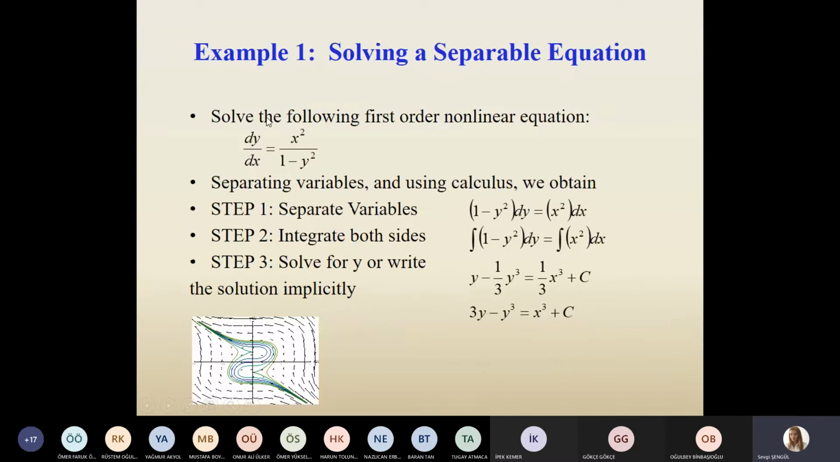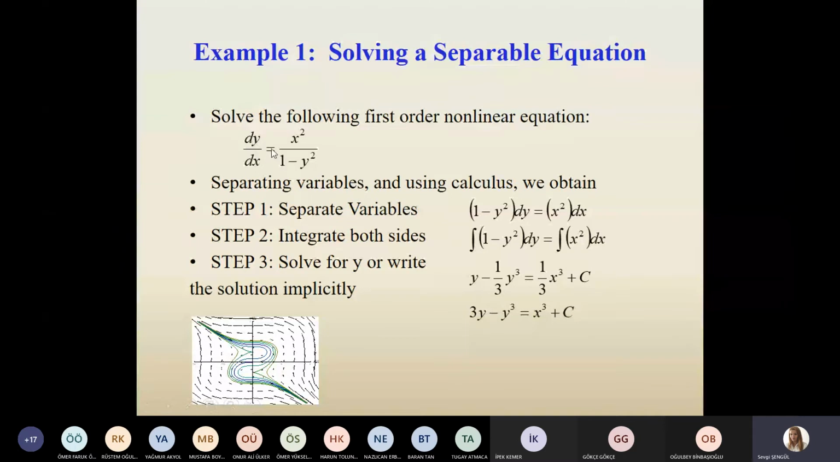Okay, so for example, this is the equation, and as you can see, this is a nonlinear equation because of the 1 minus y squared dy. We said that the derivative of y cannot have y terms. It can only have x terms. That's why this is a nonlinear differential equation.